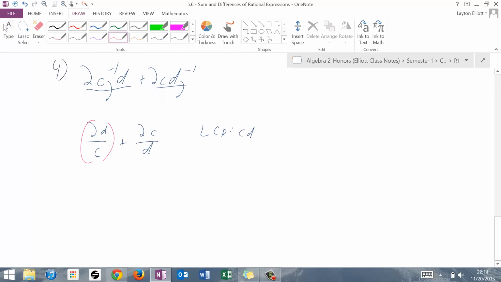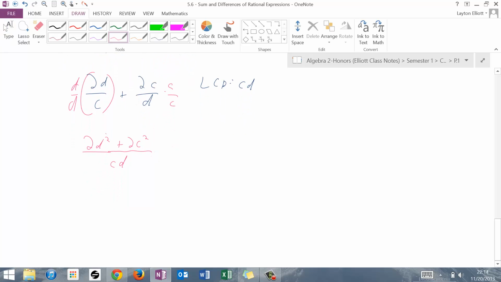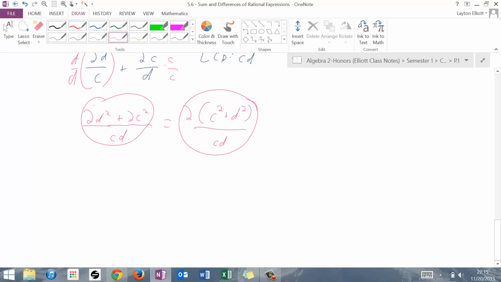The first one's going to get multiplied by d over d to give me 2d squared. The second one's going to give me plus 2c squared, multiplied by c over c, all over cd. Now, that could be simplified, or I could factor a 2 out and leave it as 2 times c squared plus d squared over cd. I'd probably leave it like that because it looks cleaner, but this is certainly fine too.